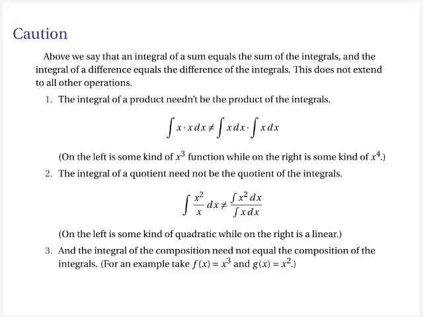So here, for example, x times x is x squared. So when you took its antiderivative, you'd be looking at some kind of x cubed. But if you break along the times sign, the integral here of x is some kind of x squared, and the integral here of x is some kind of x squared. So this side is some kind of x to the fourth. So the two sides are not equal. A similar thing happens for quotient, and a similar thing happens for composition.